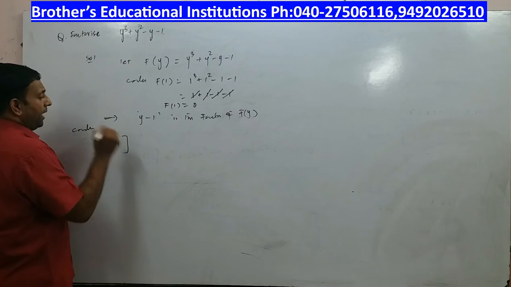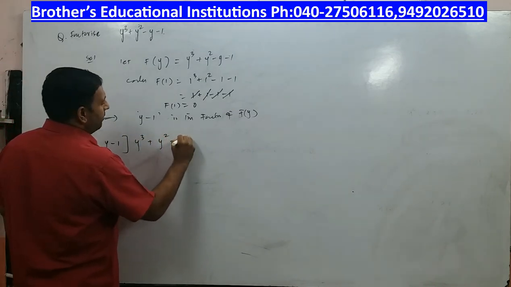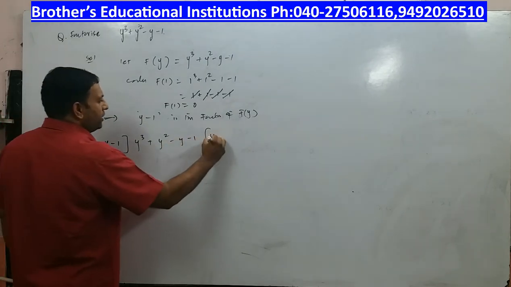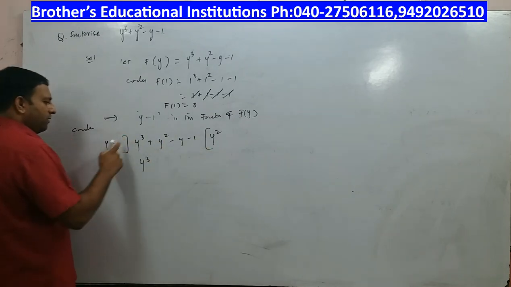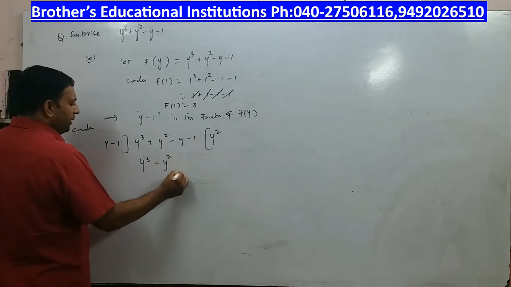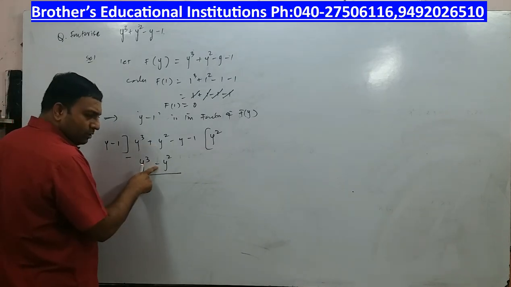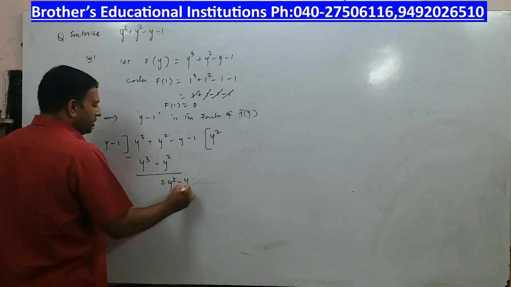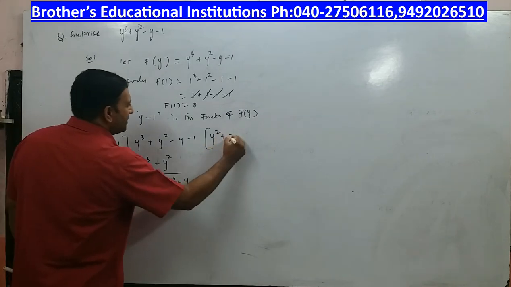For that, I shall consider y minus 1, decreasing powers of y cube, y square minus y minus 1. Y goes in y cube, y square times. So y square into y will be y cube. Y square into minus 1 will be minus y square. Subtract. Y cube cancel. Y square minus minus plus y square, y square plus y square is 2y square minus y. Y goes in 2y square, 2y times.